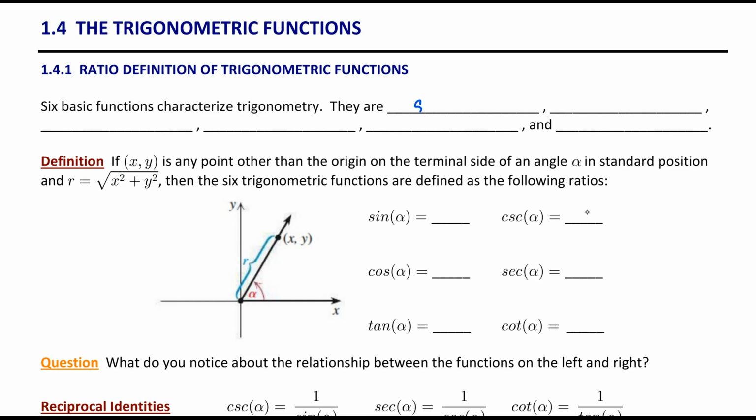In their full spellings, they are sine, cosine, tangent, cosecant, secant, and cotangent.